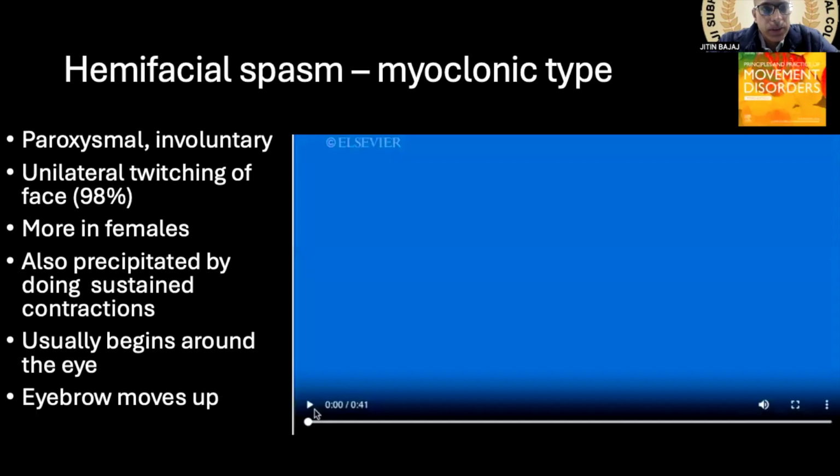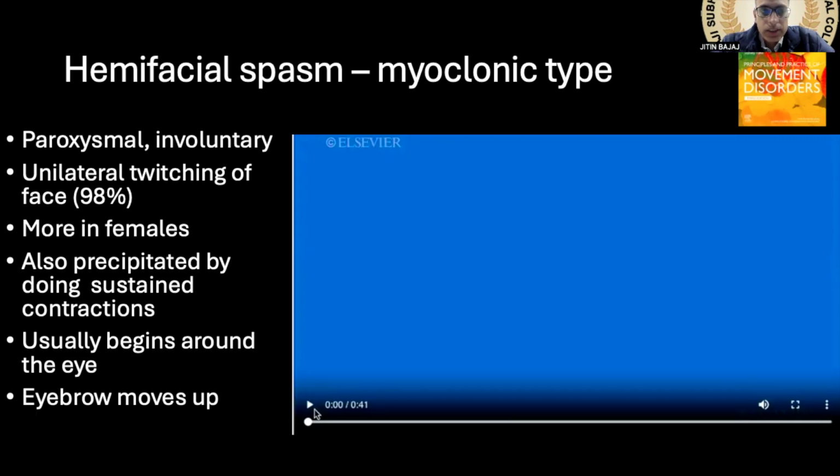Hemifacial spasm is a paroxysmal involuntary unilateral twitching of the face in 98% of cases. In less than 2% of cases it may be bilateral, but it's never simultaneously bilateral. It is more common in females, and it is precipitated by sustained voluntary contractions. If you ask the patient to do sustained contractions, the hemifacial spasm will be precipitated.